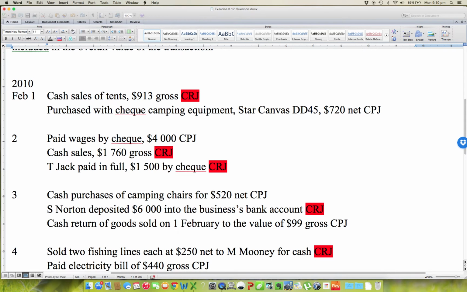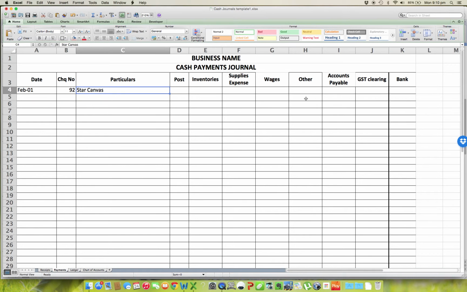The figure that they've given us is $720 net, which means the GST isn't included on that figure. So we will pop in 720. We'll need to find out 10% of 720, which is $72. And then the total of those two is what we put into the bank column.